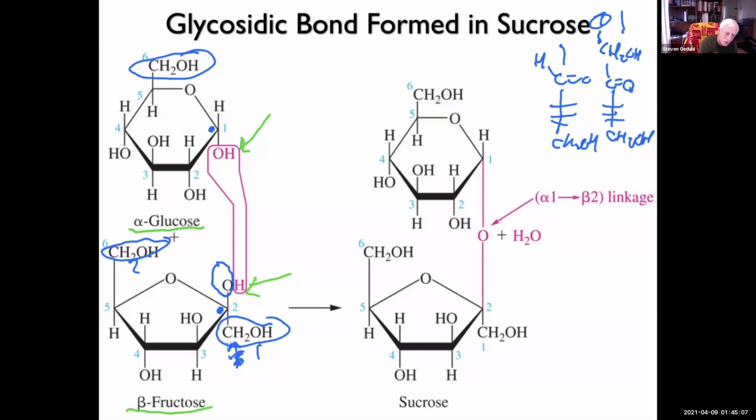So this is a 1-2 linkage. It goes alpha 1 to beta 2, because again, this was beta and this is alpha. So it's an alpha 1 beta 2 linkage.